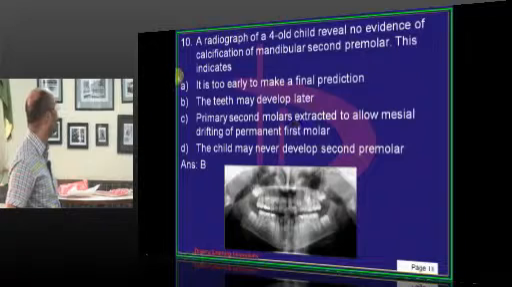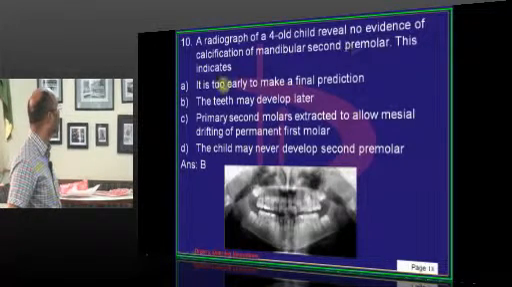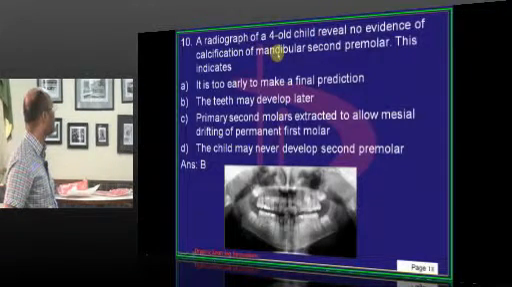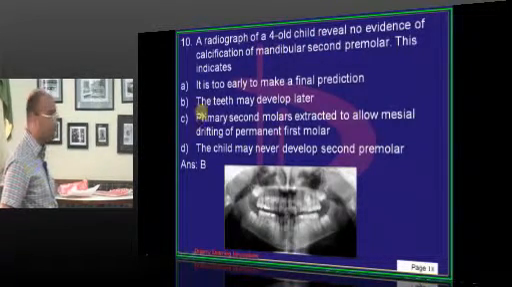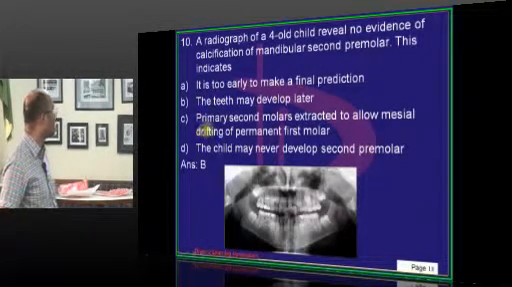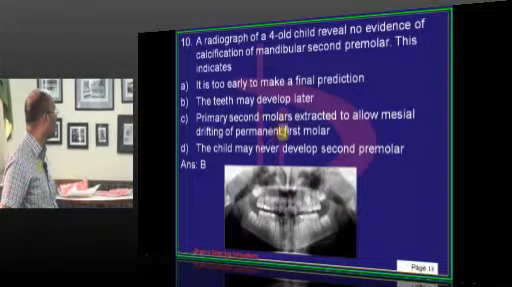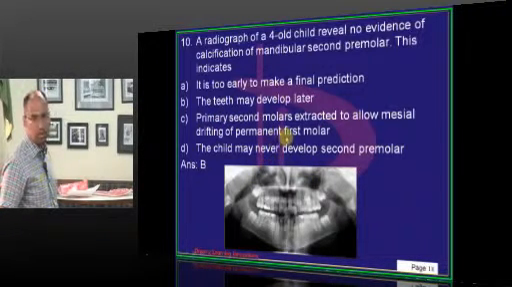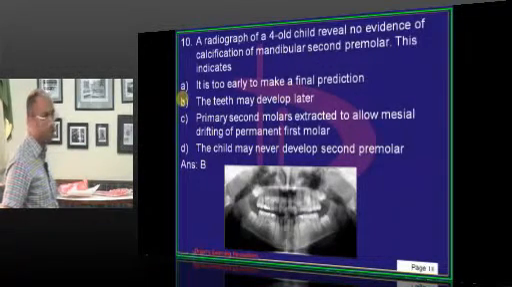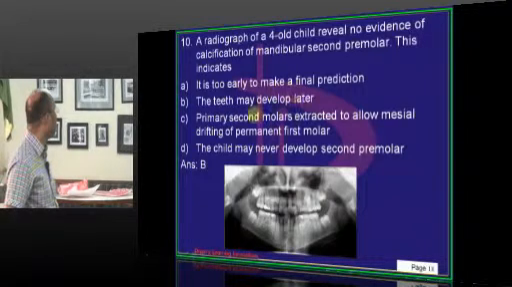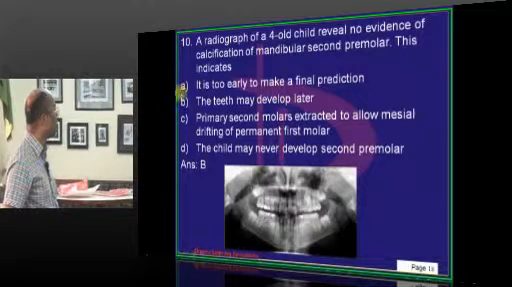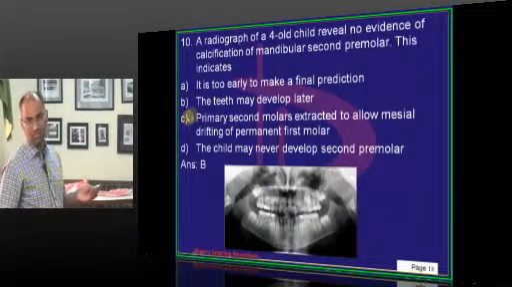A radiograph of a 4-year-old child reveals no evidence of calcification of the mandibular second premolar. This indicates what? Is it too early to take a final prediction, or the tooth may develop later, or primary second molars extracted to allow the mesial drifting, or the child may never develop the second premolar? So here the temptation is you can say D or you can say B, but the thing is, a 4-year-old child, by now at least you should have seen calcification.